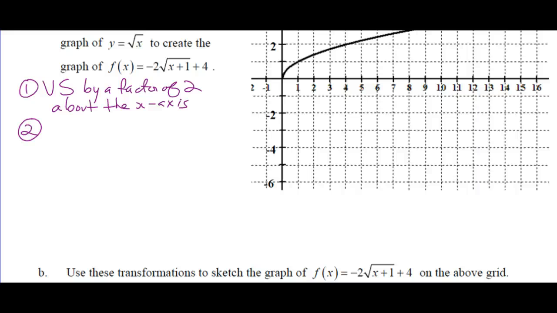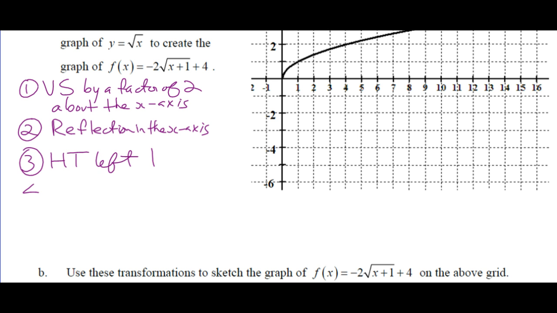Okay, followed by what? Reflection in the x-axis. And then horizontal translation, HT left 1, and lastly VT up 4. Does it matter the order of 3 and 4?